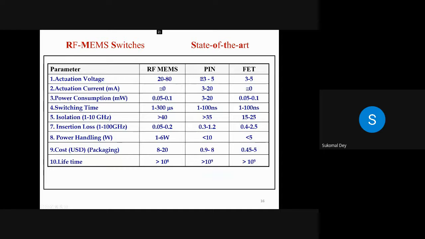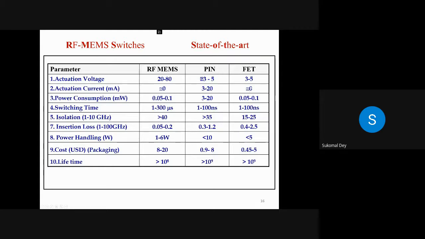So now, if you look at the first point, that is the actuation voltage, which is quite high as compared to the pin diode or FET switch. But at the same time, the current is nearly equal to 0, in the microampere range. In the pin diode, it is basically 3 to 20 milliamps, whereas the FET is also very, very less. If you have such a value, then obviously, if you take the VI product, that is the power consumption for the RF MEMS devices, which is very good.